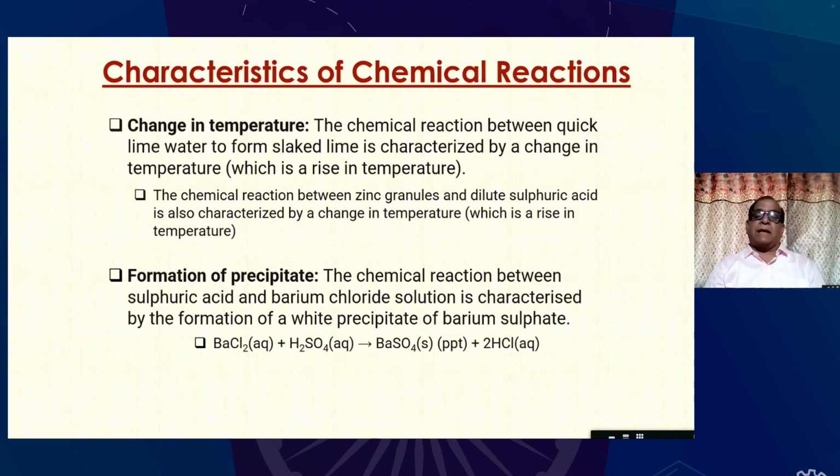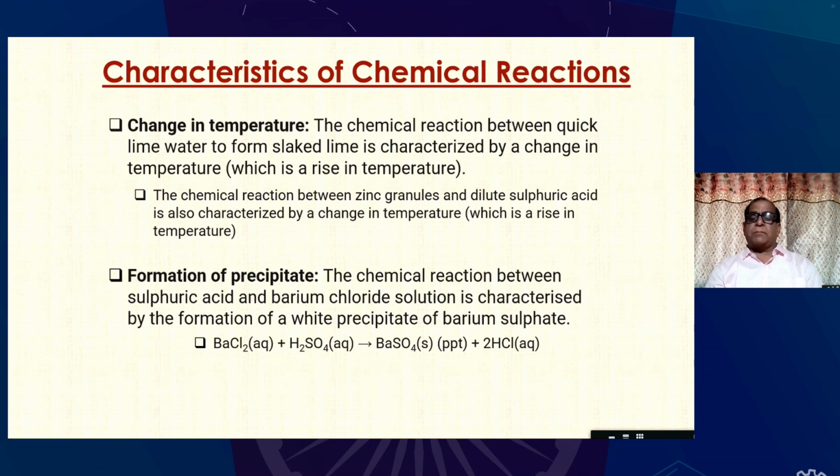Another characteristic of chemical reaction is change in temperature. The chemical reaction between quicklime to form slaked lime is characterized by a change in temperature, that is, a rise in temperature. And the chemical reaction of zinc granules with dilute sulfuric acid is also characterized by the change in temperature, which is also a rise in temperature.